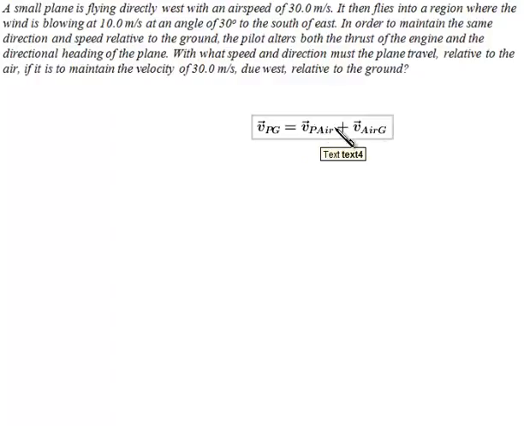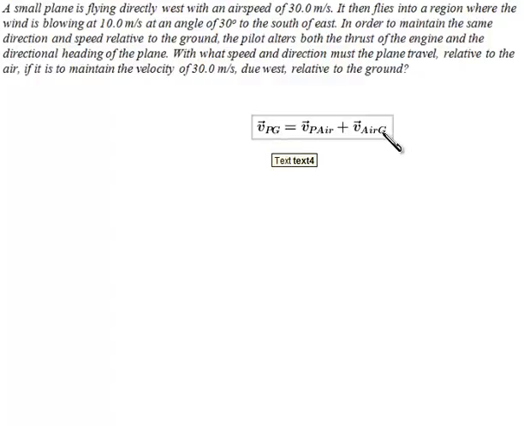In the previous problems we were given these two and asked for the velocity of the plane relative to the ground after entering that windy area. But now we know that after entering that area in which the wind is blowing, the plane has to keep moving relative to the ground at 30 meters per second and due west.